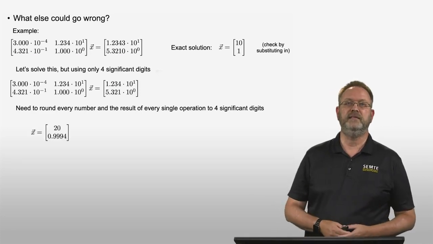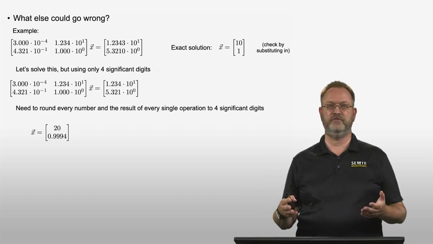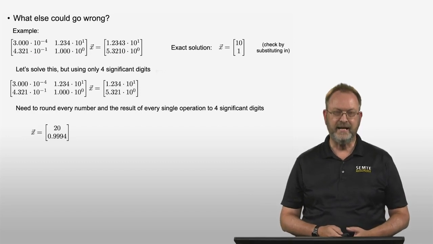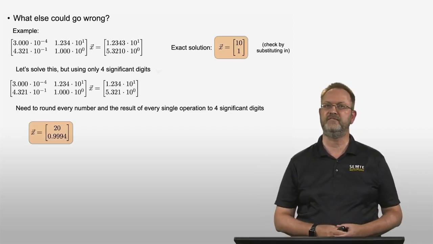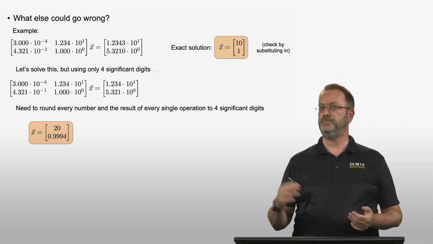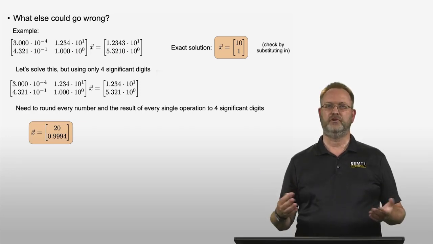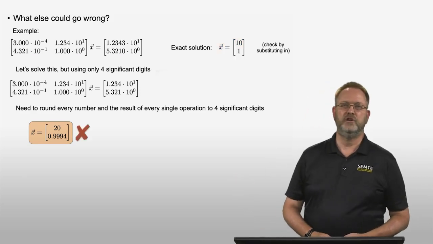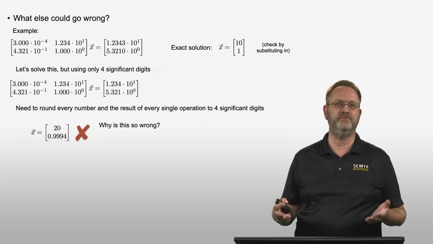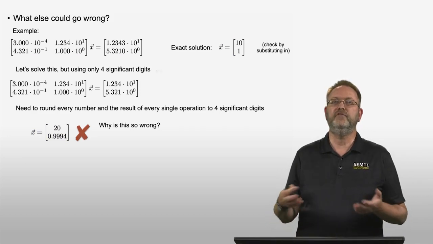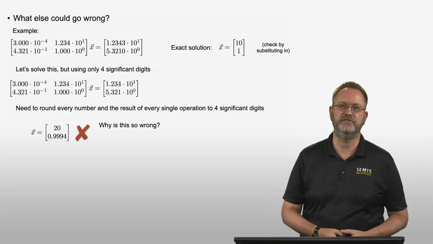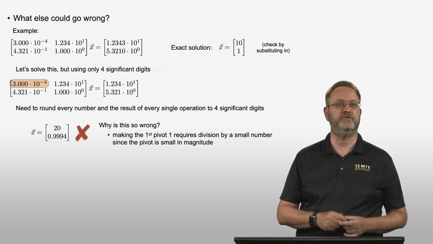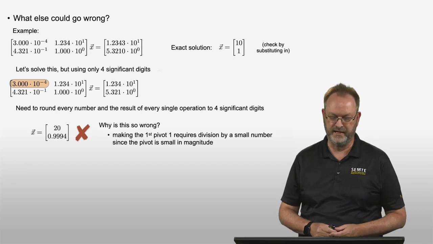If you do this, you'll find that the solution is: the first value, x1, is 20, and the second value is 0.9994. If you compare that to the exact solution, while x2 is pretty close, x1, if you compare 20 to 10, is widely off. It's really wrong. So why is this result so wrong, even though I have 4 significant digits available in my math? Well, the key lies in this pivot entry in the 1, 1 position of the matrix.